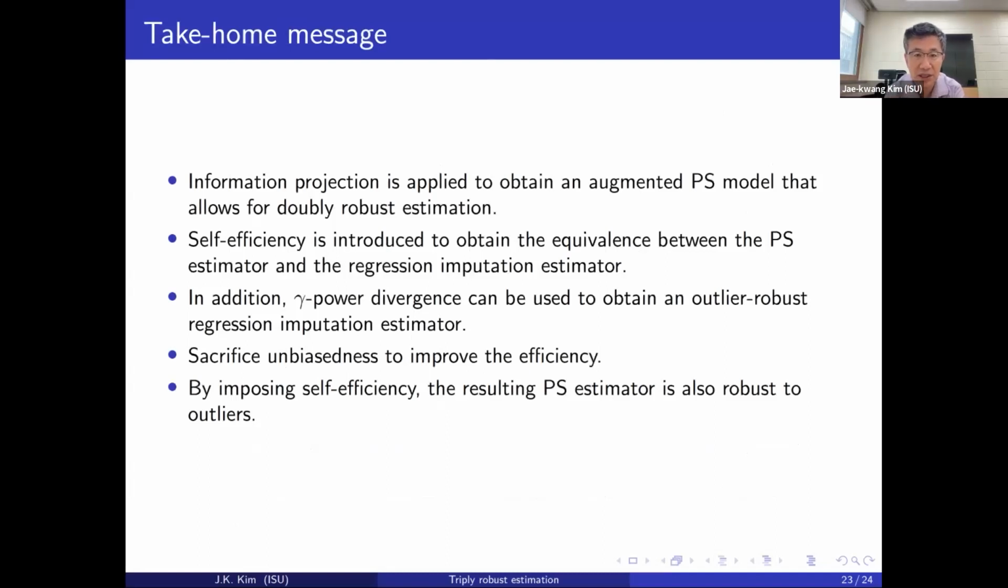Information projection is applied to obtain an augmented PS model that allows for double robust estimation. Self-efficiency is introduced to obtain the equivalence between the PS estimator and the regression imputation estimator. In addition, the gamma power divergence can be used to obtain an outlier robust regression imputation estimator. It sacrifices unbiasedness, but it improves the efficiency a lot if there are outliers. And by imposing self-efficiency, the resulting PS estimator is also robust to outliers.